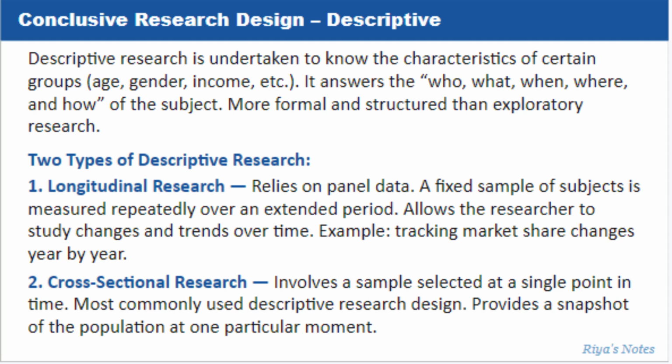1. Longitudinal research relies on panel data. A fixed sample of subjects is measured repeatedly over an extended period. Allows the researcher to study changes and trends over time. Example: tracking market share changes year by year. 2. Cross-sectional research involves a sample selected at a single point in time. Most commonly used descriptive research design. Provides a snapshot of the population at one particular moment.